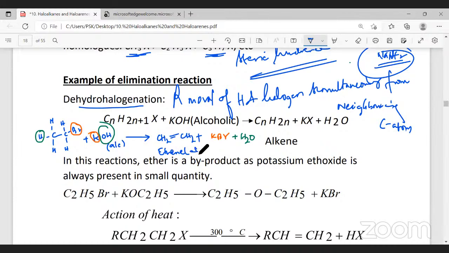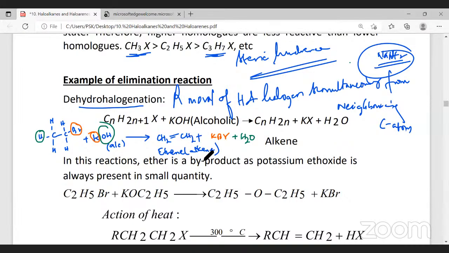Ethene is an example of alkenes. So when alkyl halides are subjected to dehydrohalogenation, the products formed are alkenes. So we understood what dehydrohalogenation is. It is the removal of hydrogen and halogen simultaneously from neighboring carbon atoms, and it is called dehydrohalogenation.